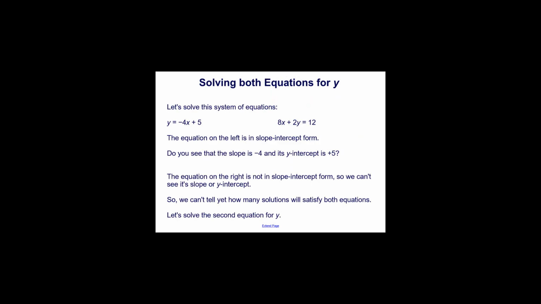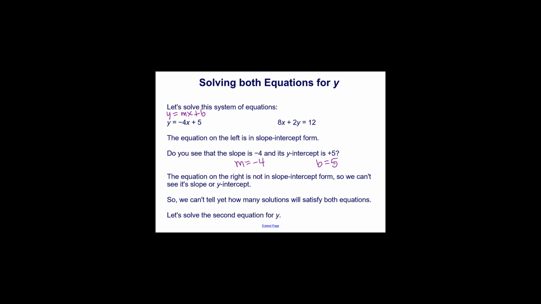It says, let's solve the system of equations. We have the equation y equals negative 4x plus 5, and the equation 8x plus 2y equals 12. So the equation on the left is in slope-intercept form. It's in the form y equals mx plus b. The variable y is isolated. So do you see that the slope is negative 4 since m is negative 4, and the y-intercept is plus 5 since b is equal to 5?